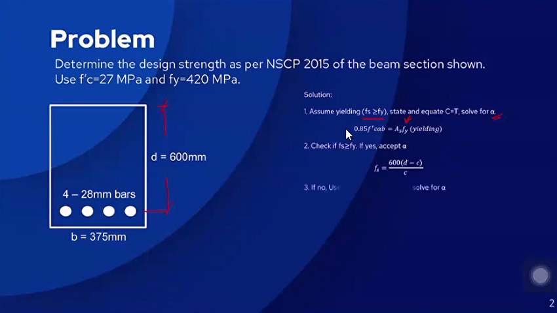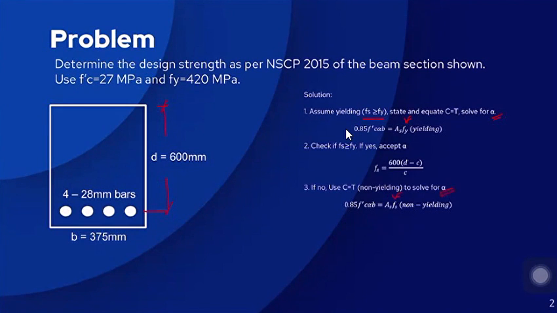Then after that, kung hindi naman siya nag-yield, let's say for example, Fs is less than Fy, therefore hindi nag-yield yung steel mo, we use also the non-yielding condition. So balik tayo sa number 1, pero ang gagamitin natin is Fs because this is non-yielding condition. So Fs ang gagamitin natin dyan. Then solve for the value of your alpha.